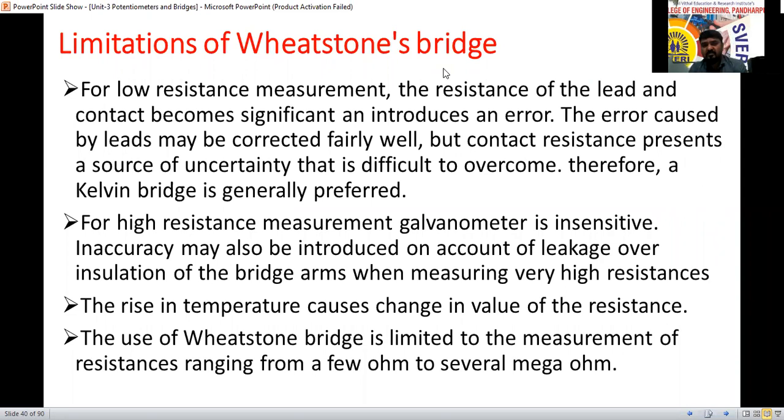So the Wheatstone bridge is not suitable for the high, not suitable for the low, but it is suitable for medium, not high, not low, but in between, whatever the resistance is there. So the use of Wheatstone bridge is limited to the measurement of resistance ranging from a few ohms to a few megaohms. It is not suitable for the high resistance, it is not suitable for the low resistance, but medium resistance it is suitable. Now any doubts here?